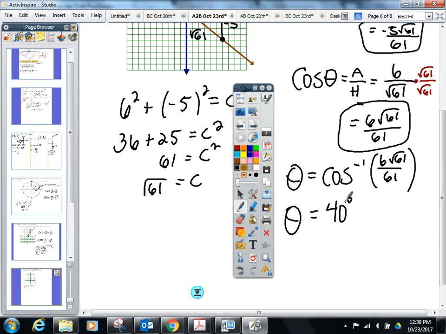Good class. We got an issue. Ladies, gentlemen, what quadrant have I been working in all problem long? Quadrant 4. 40 degrees is in quadrant 4? I don't think so. We got a problem, don't we? Everyone see why 40 is not going to cut it. It's in quadrant 4, not quadrant 1.